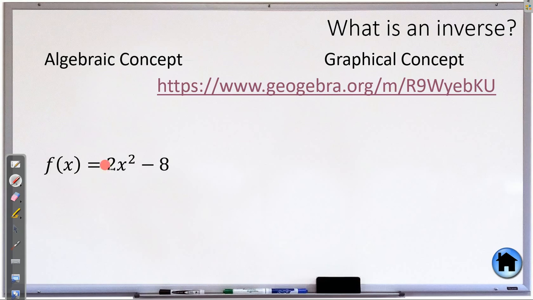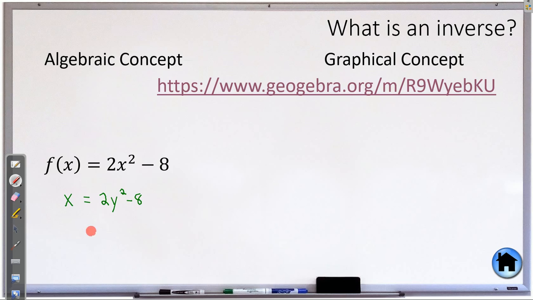So we have f of x is equal to 2x squared minus 8. The inverse, what you do is you switch the x's and the y's. So this is our y value, f is our y, so that will become x. And instead of x, we are going to write y. And then because you always want y by itself, you have to solve for y.